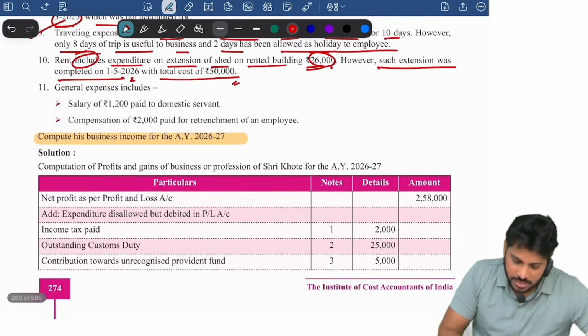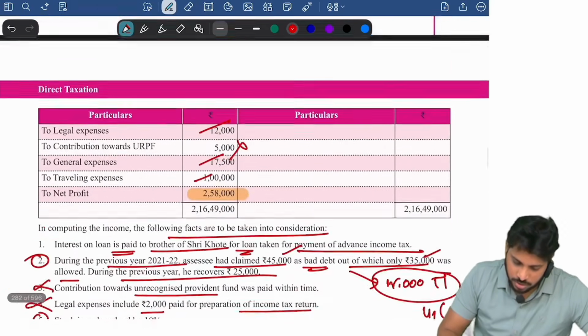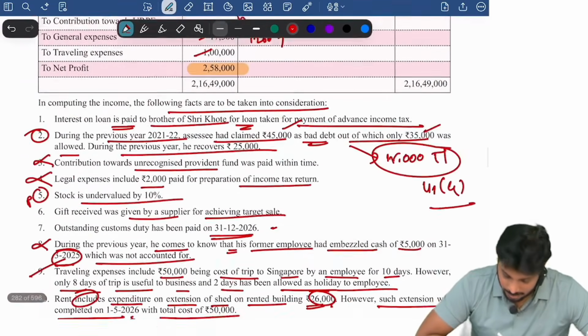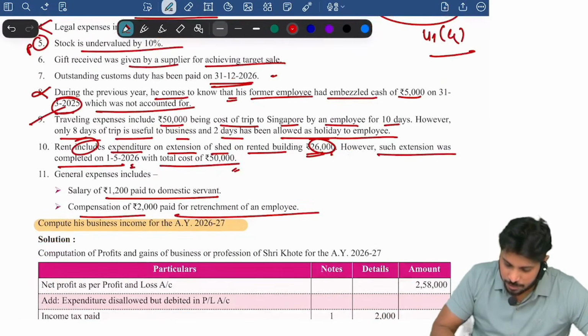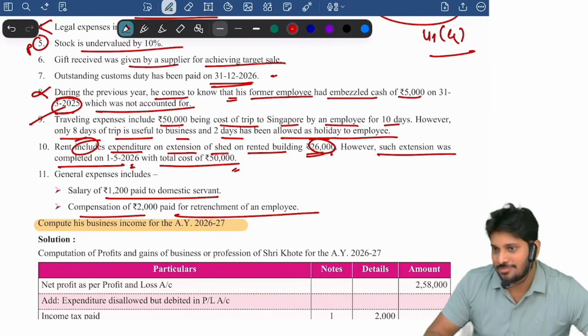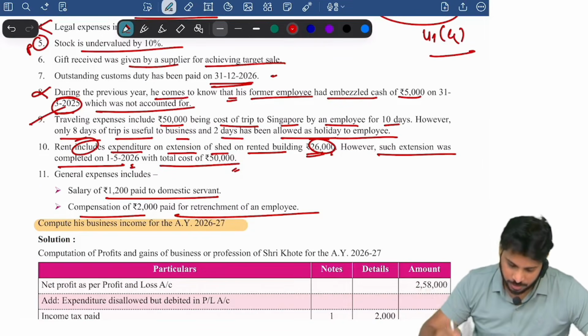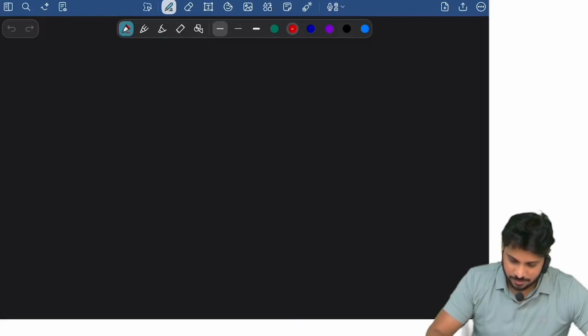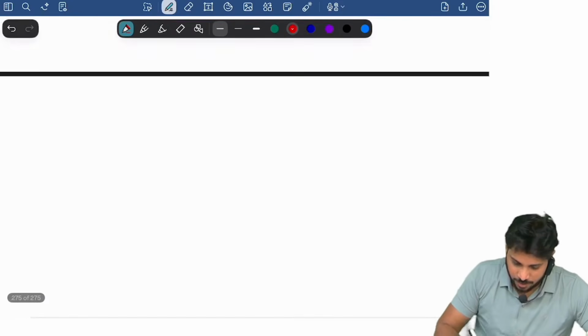General expenses include salary paid to domestic servant. Yeah, disallowed. 1,200 disallowed. General expenses 1,200 I should add back. Then compensation 2,000 paid for retrenchment of an employee, allowed. Employee compensation allowed. So no problem. Computation of business income: all the points we considered. Very good problem actually. Now I will start with net profit. What is the net profit, ma?